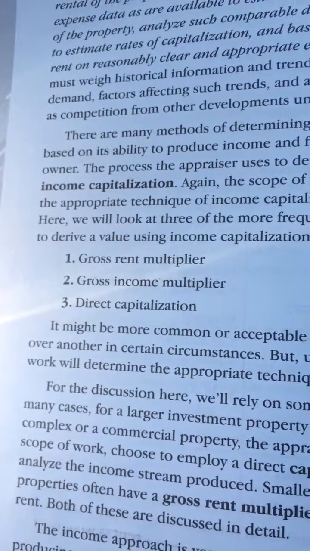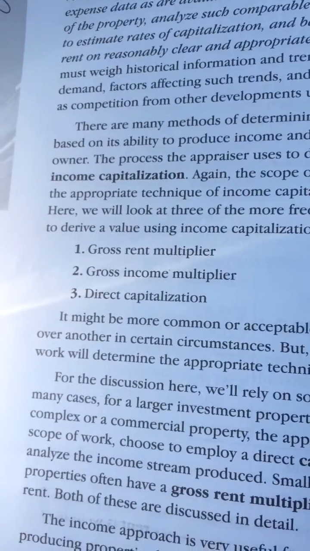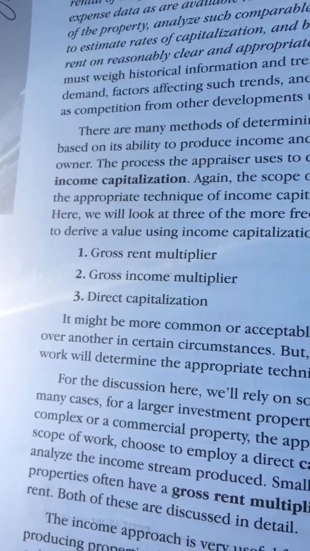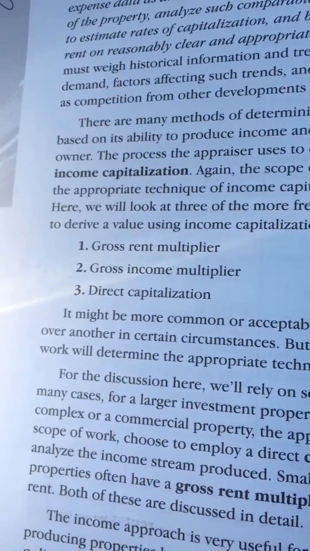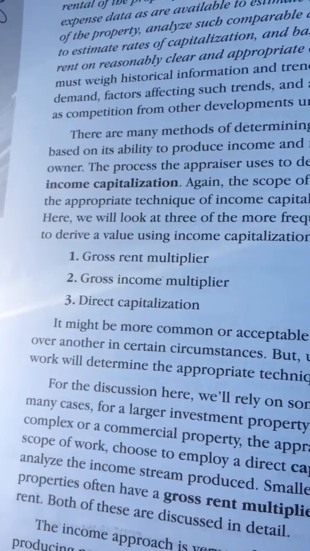Number 1, gross rent multiplier. Number 2, gross income multiplier. Number 3, direct capitalization.